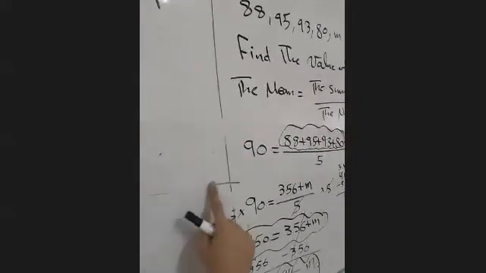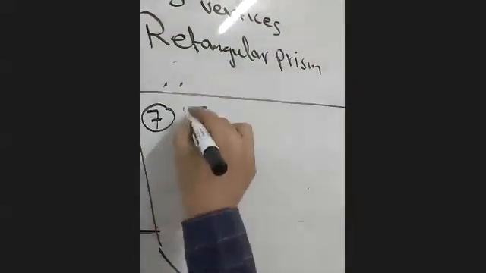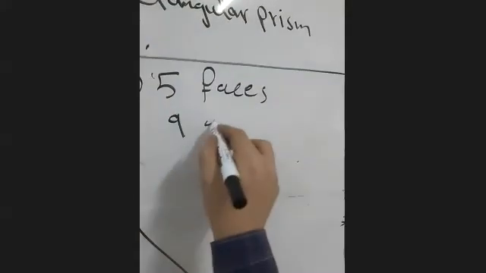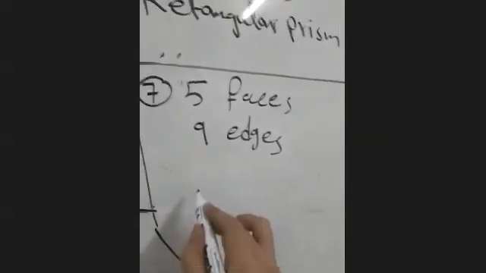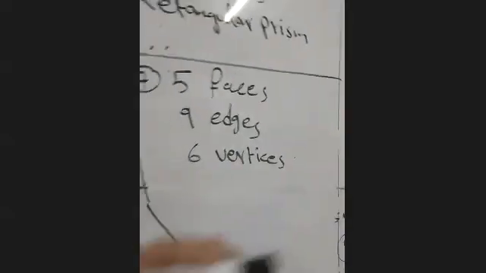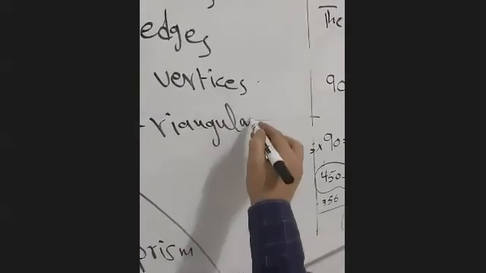This is question 6. Question 7. The tent, you know the tent, guys? This is a triangular prism. It has 5 faces, 9 edges, 6 vertices. And what do we call it? Triangular prism.